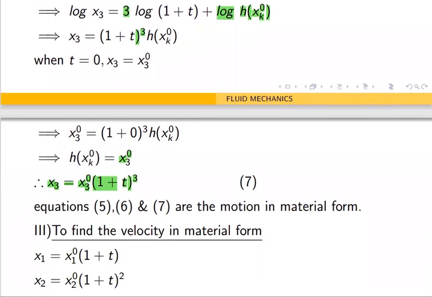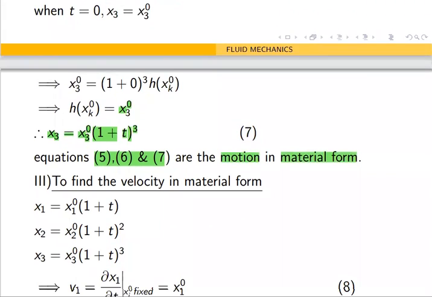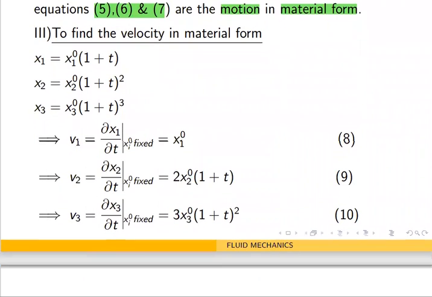So 5, 6, 7 are nothing but the motion in what form? Material form. Once we have the motion in the material form, we can easily find the velocity in the material form. Just now we found the motion. Now we want the velocity in the material form. What is v1? v1 is dou x1 by dou t with xi naughts fixed. Material form means xi naughts are treated as constant, or fixed. Now look at x1.